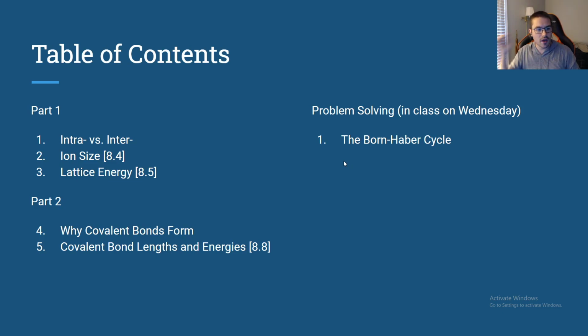Your table of contents for this topic, 2.2, is going to be two parts, two different videos. For today, part one, we're going to be looking at intra versus intermolecular forces. Those are two different words with two different prefixes, and we're going to make sure we know what those mean. Then we're going to talk a bit about ion size and lattice energy. These are in sections 8.4, 8.5 in the textbook. In part two, we'll talk about covalent bonding, and I'll reference this again at that time.